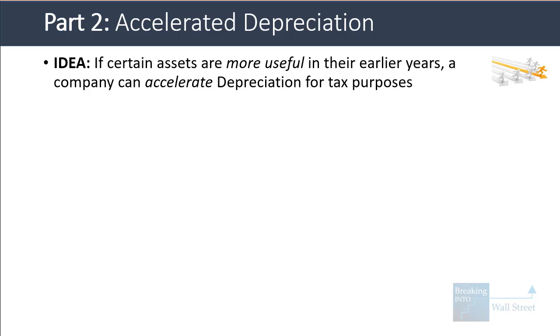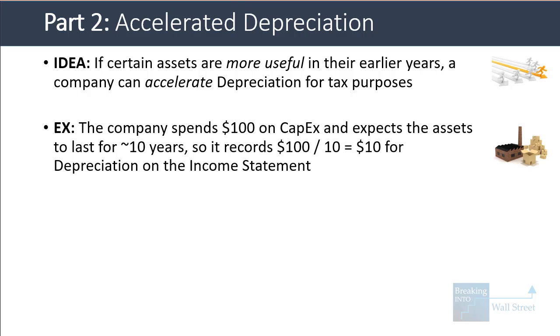Let's go to the second one and talk about accelerated depreciation. The idea here is that if certain assets are more useful in their earlier years, a company can accelerate depreciation for tax purposes. So let's say a company spends $100 on CapEx, and then it expects the assets to last for about 10 years. There's no salvage value, they're worth zero at the end. So it records 100 divided by 10 for $10 per year in depreciation on the income statement. Let's go to Excel to take a look at this.